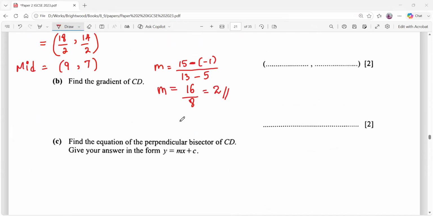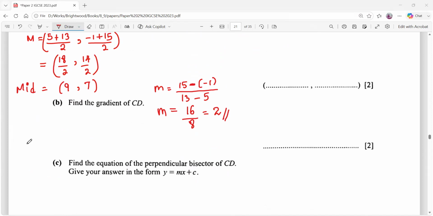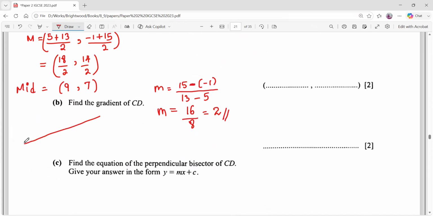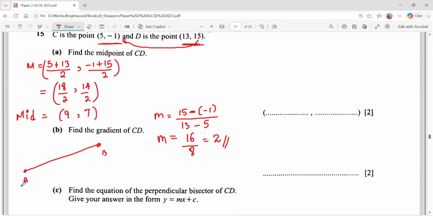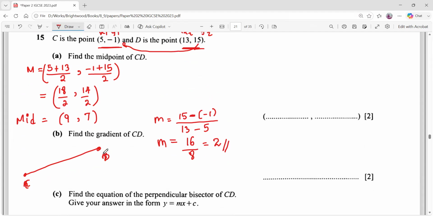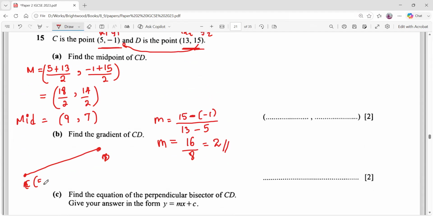Give your answer in this form. Now here are the coordinates. It's given CD. C is (5, -1) and the other one is (13, 15). We found the midpoint: the midpoint is (9, 7).